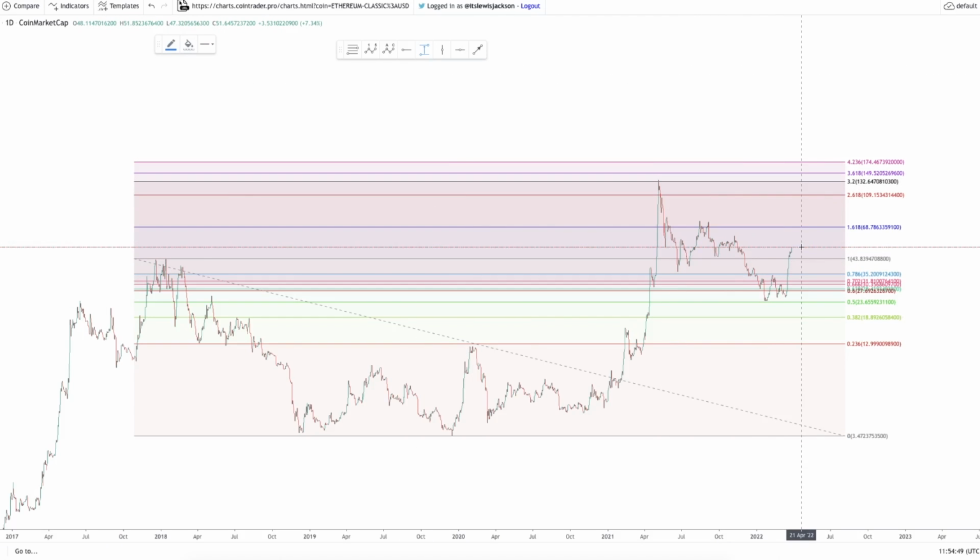From today's price to the previous all-time high, we only have a 1.5x on your money. Even if we hit the top of the fibs, that's only a 2.3x gain on your money, and I just see greater opportunity elsewhere. So let's get into how high I think Ethereum Classic can go.